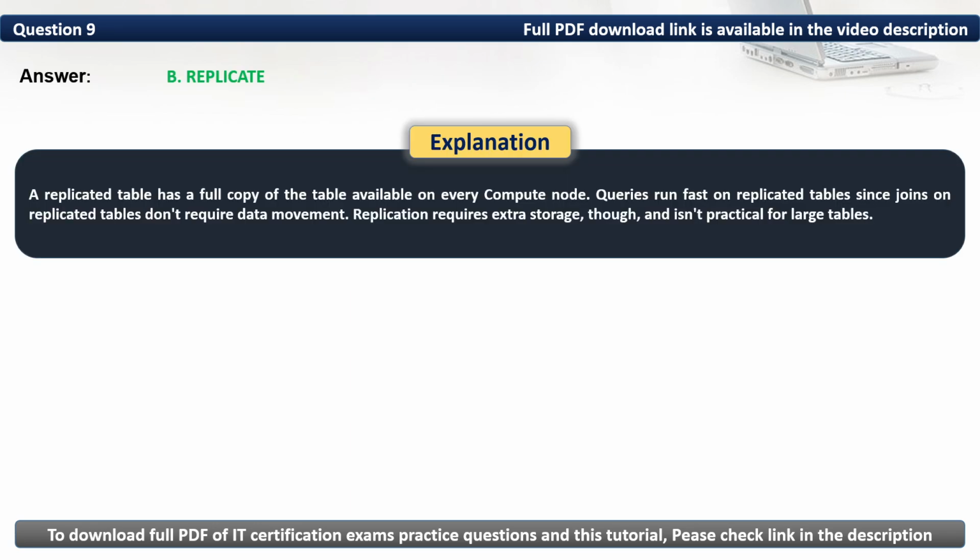A replicated table has a full copy of the table available on every compute node. Queries run faster on replicated tables since joins on replicated tables don't require data movement. Replication requires extra storage, though, and isn't practical for large tables.